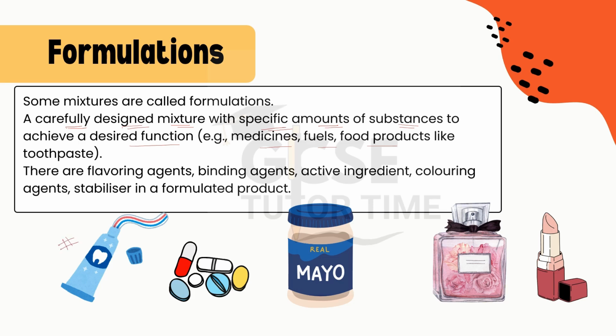Here you can see examples like toothpaste. Every time, the consistency of the toothpaste remains the same. If you try Colgate, you can see that every time you use the same toothpaste, the taste doesn't change. So that is a formulated product. It has specific amounts. Similarly, when you take paracetamol, it tastes the same. Its properties are the same every time because it has a proper formulation. Which active ingredient, binding agent, and flavoring agent has to be added in what amount remains the same throughout.